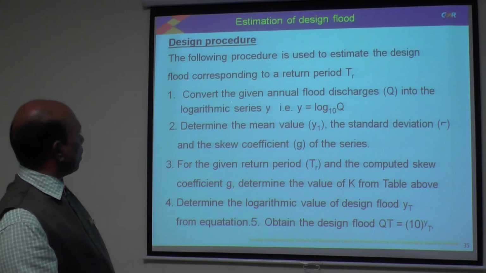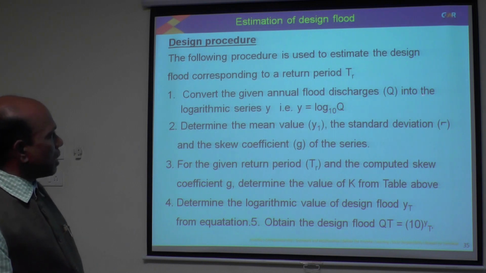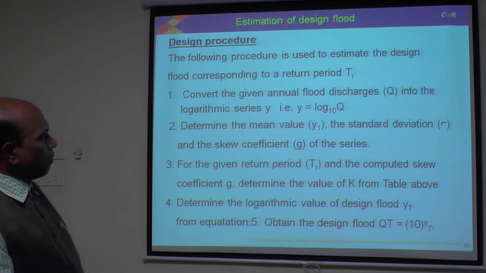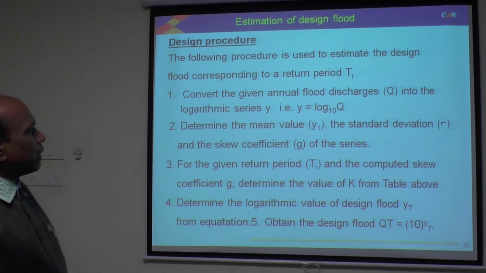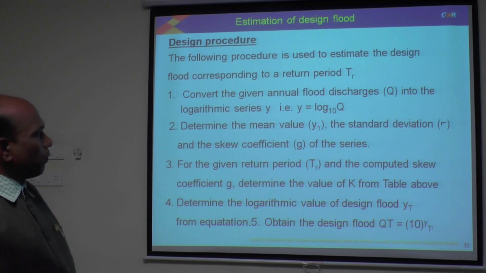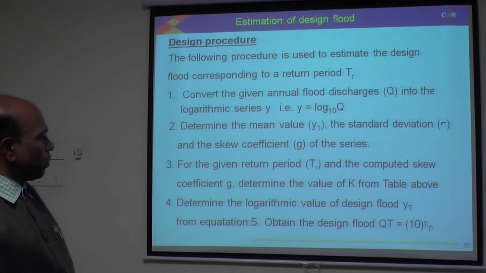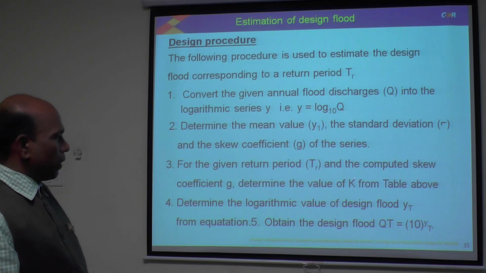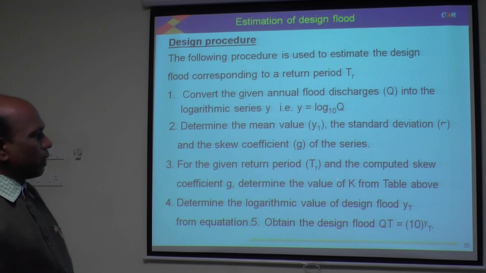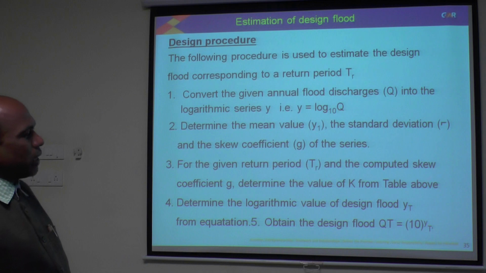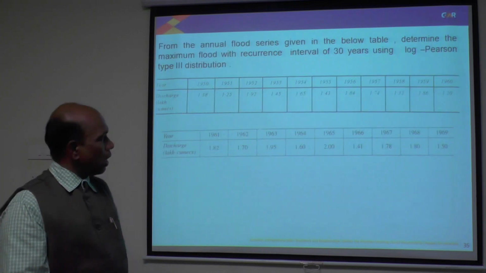First of all, the given annual flood discharge is converted into logarithmic form, y is equal to log Q base 10. Then determine the mean of the logarithmic form y, then determine the standard deviation and also the skew value G. Then, based on the return period and the calculated Q value, determine the frequency factor K. Once you know K, determine the variate YT. Once you know the YT value, determine the peak discharge.